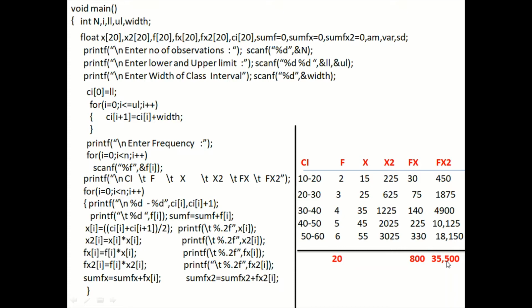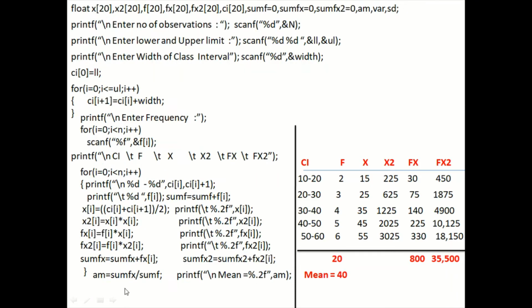Now we need to find the mean. To find the mean, what is required? Here it is. AM is equal to sum fx. What is sum fx? Here it is 800. Divided by sum f. It is 20. 800 divided by 20. So what is stored in AM? 40 is stored. Printf AM. So what does it print? Mean is equal to, it prints percentage point 2 f, AM. So here we got 40.